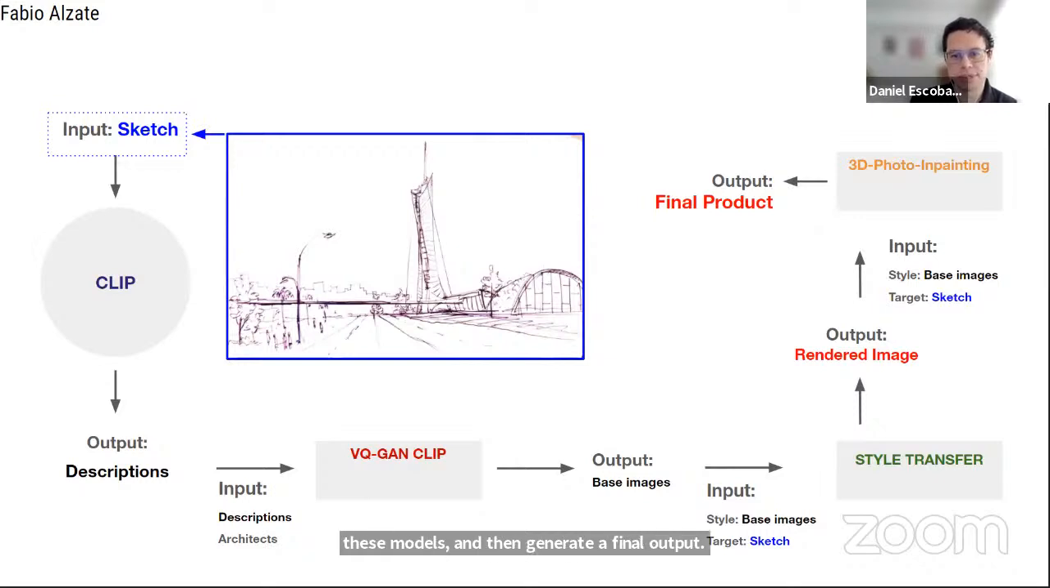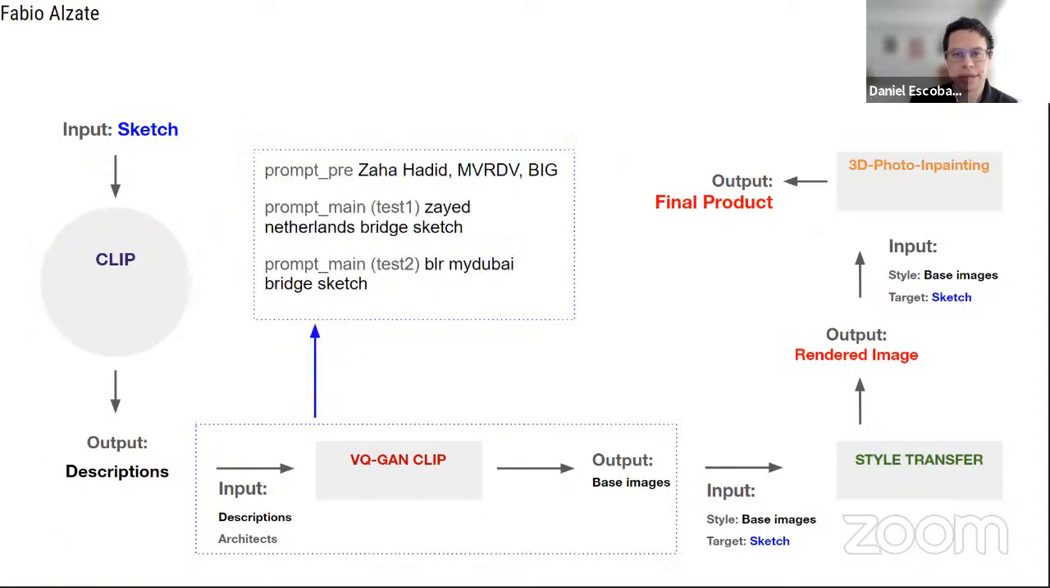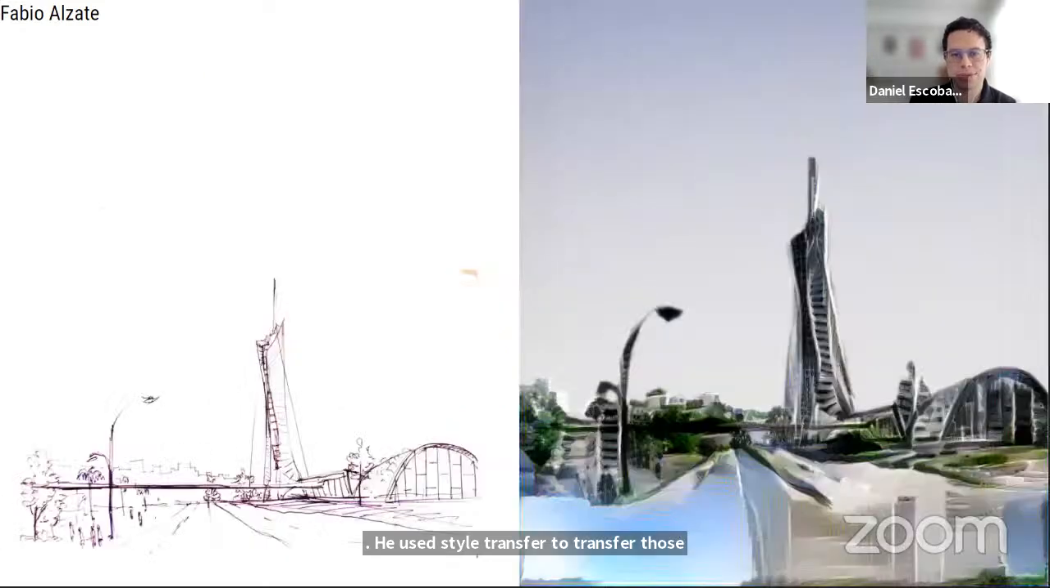So in here you can see the original sketch he created. Next, he inputted it into the CLIP model for a description. And then he took the descriptions that best suited what he wanted as a designer or most intrigued him. And then he fed those descriptions into the VQGAN model to generate the base images. And then finally, once he had the base images generated, he used style transfer to transfer those images into the original sketch. And then you see what the output was that he got.